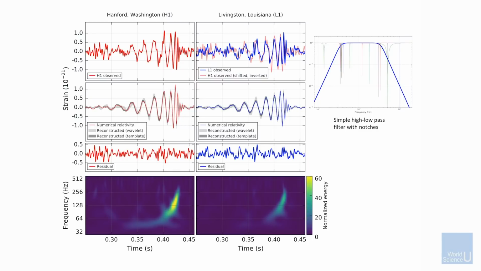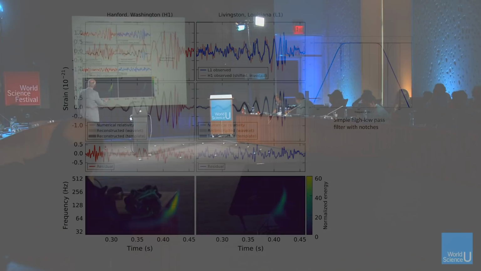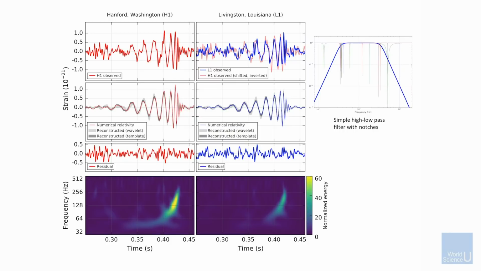And here, in fact, is the discovery. This is what we saw. This is time on this axis. You can see what it is. It's about 0.2 seconds, maybe 0.3 to 0.45 seconds. Here is a thing we saw at Hanford, and you saw this motion. And in the output of the interferometer, you see in the blue the same thing at Livingston.